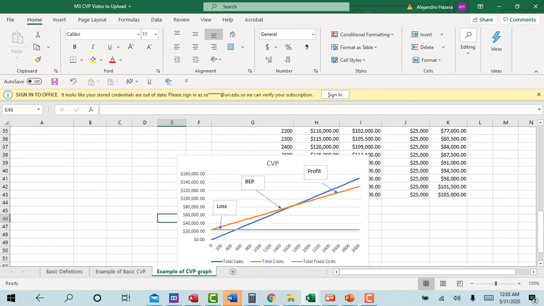Let's see what happened here. Notice that your total fixed costs on the graph are the same, but notice that your break-even point has shifted even more. You see the break-even point is right there. So it shifted up, and the reason why is because the total sales line stayed the same. That blue line stayed the same. The total fixed cost line is still $25,000. That stayed the same. But the slope of the total cost line changed because your variable cost changed. And so that means that your break-even point shifted out to the right again.